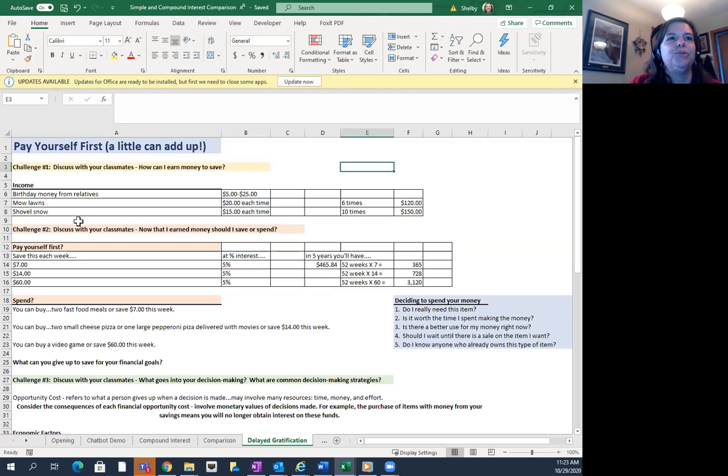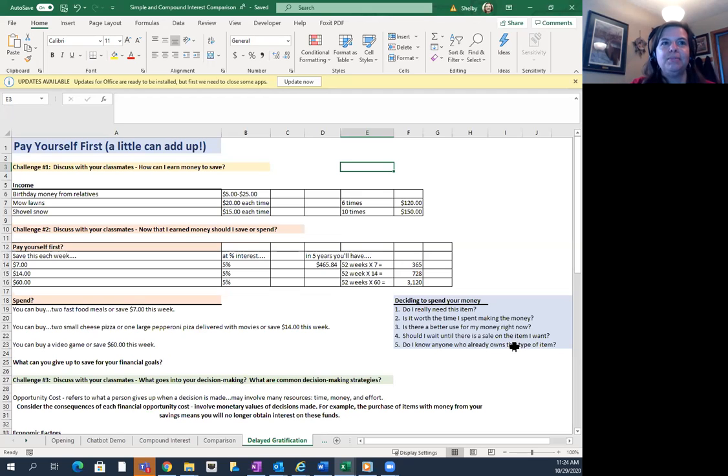But then you run into challenge number 2, discuss with your classmates. Now that I earned the money, should I save it or should I spend it? And I want to take you off to this little box over here on deciding to spend your money, because I know as kids, you want to spend that money. Do I really need this item? Is it worth the time I spend making the money to spend it on that item? Is there a better use for my money right now? Could I put it to a better use than spending it? And should I wait until there is a sale on that item?